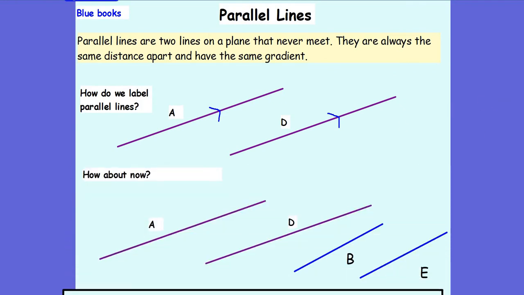And finally, how about now? I've got 1, 2, 3, 4. We know that A and D are parallel, so we can put little arrows on them. But B and E are parallel as well, and we can put 2 arrows on them. 1 arrow means that D is not parallel to B because D's got 1 arrow and B's got 2 arrows. Only lines that have the same number of arrows are parallel to each other. Can you please make sure you've got these examples written in your dark blue book?